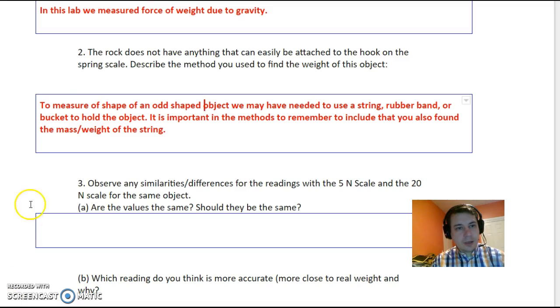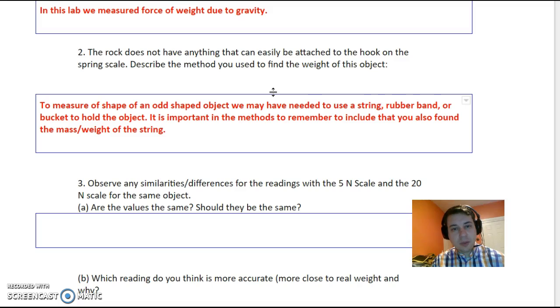In this lab, many of you didn't actually do a rock, but if you did do a rock or some odd-shaped object that you couldn't get onto the hook, you may have had to use a string or a rubber band or maybe even a bucket to hold that object. When you're finding the mass or the weight of it, make sure you're thinking about the fact that you also found the mass and weight of the string, or the weight and mass of the rubber band.